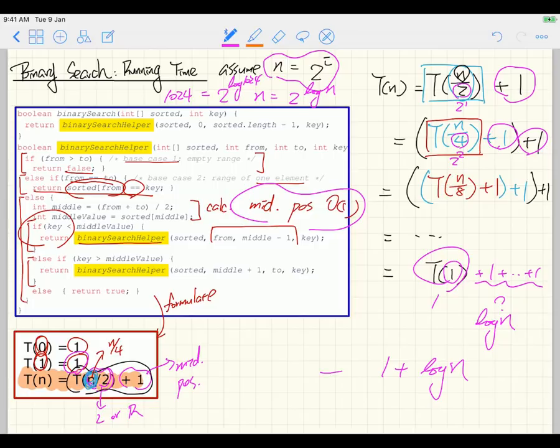And what should be the asymptotic upper bound for that? Log n, that's a lower-order term. Drop it. So you get big O of log n. Okay, that's what you have.